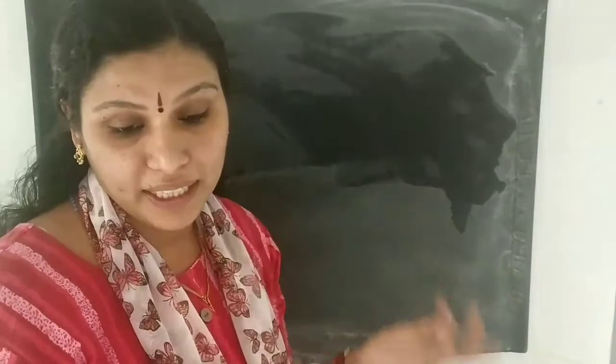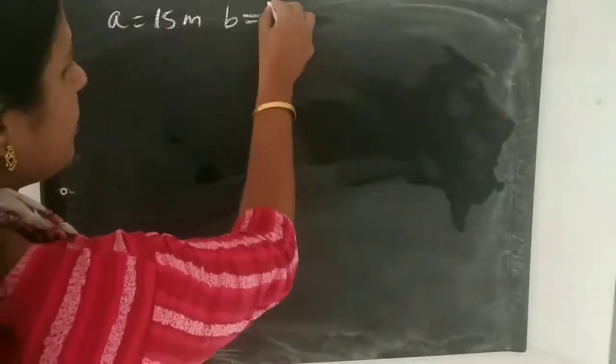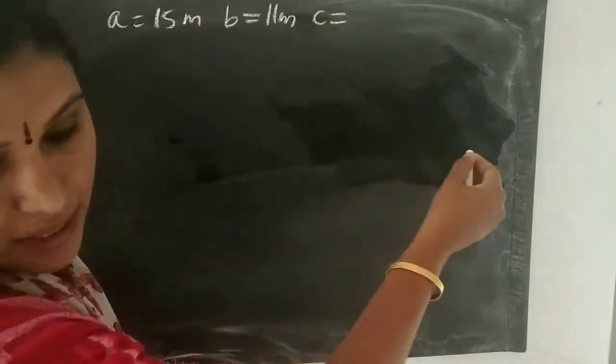Okay, so our third question is: there is a slide in a park. One of its sides of the wall has been painted in some color with a message, keep the park green and clean. If the sides of the wall are 15 meter, 11 meter and 6 meter, find the area painted in color. Here it is also a triangle in shape, and given that A is 15 meter, B is 11 meter and C is 6 meter.